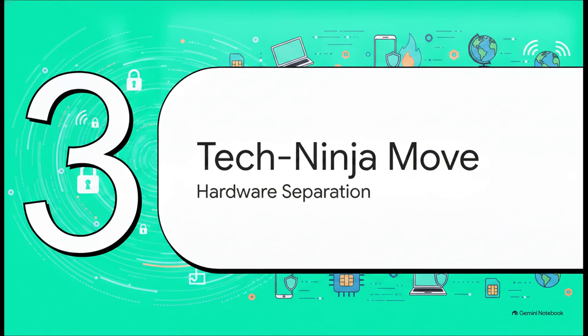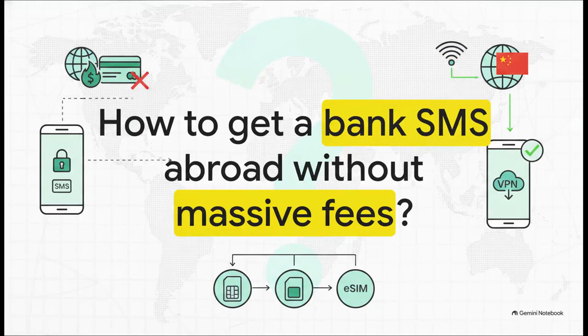Okay, let's level up. Section 3, Tech Ninja move, hardware separation. So this terrifying reality happens thousands of times a day to travelers. You're at a restaurant abroad, your card declines, and boom, your bank or your email or your corporate login wants to send a two-factor authentication text message to your home phone number. But if you turn on your home SIM internationally, it can instantly trigger a massive $10 a day roaming charge.